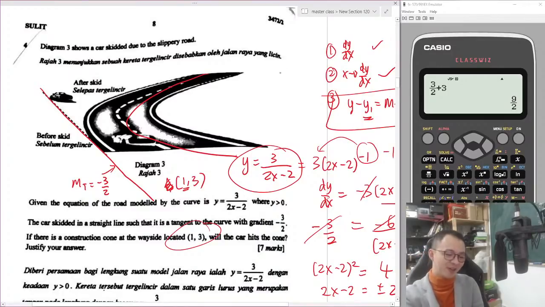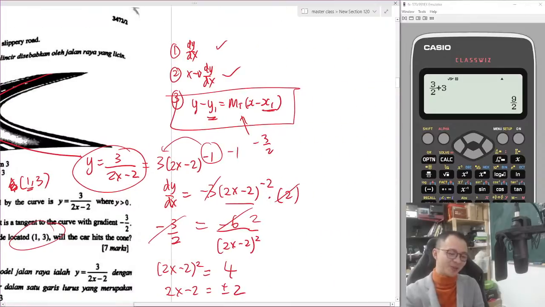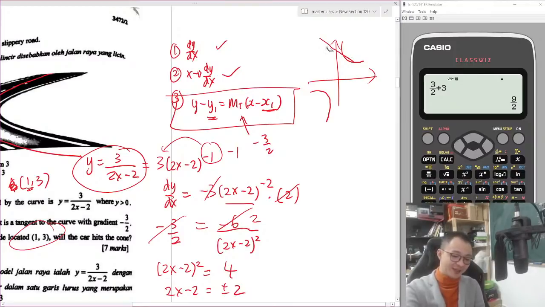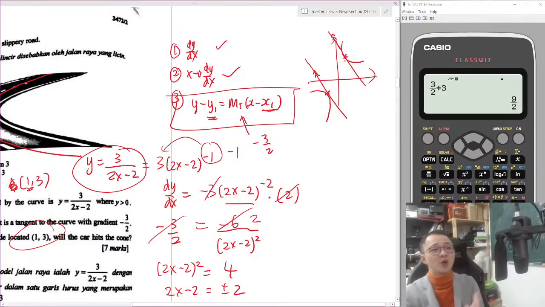Because this is reciprocal, right? This is a bit out of topic, but since the student asked, I will explain something out of topic. Because it is reciprocal, you might have a curve that looks like this. So when the gradient equals negative 3 over 2, you might have about 2 lines like this. Two different lines will be tangent to the curve. Both of these have the same gradient, so they are tangent to the curve at different coordinates. This is the reason why you get 2 different equations, and one of them will touch the cone.